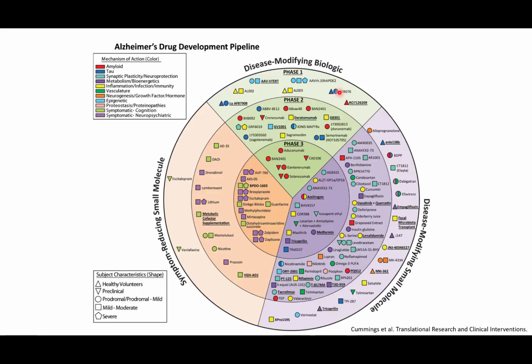You can see all the drugs coming down the pipeline, phase 1, phase 2, phase 3 clinical trials, disease-modifying biologic drugs, disease-modifying small molecules, and symptoms. So what did I cover in this class? Look at the red. The red got all the way to phase 3. The red is targeting the beta amyloid plaque. The dark blue is targeting tau. The yellow is the inflammatory response.